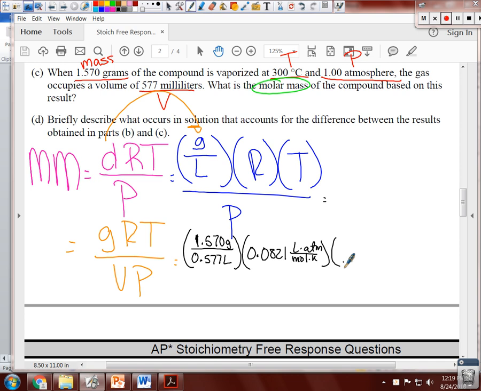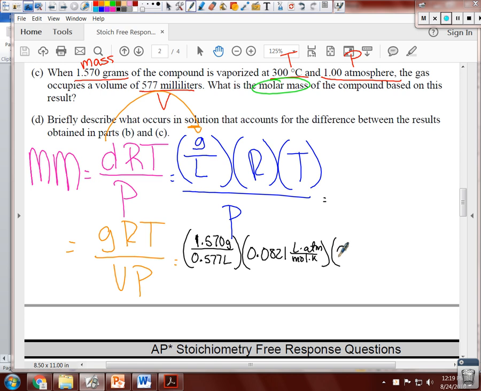If you notice, every problem we've done, we've had to convert it to liters. That seems to be a common theme. Now, temperature. What is the unit in the R for your temperature? Kelvin. How do we get from Celsius to Kelvin? 273. So we're at 300.